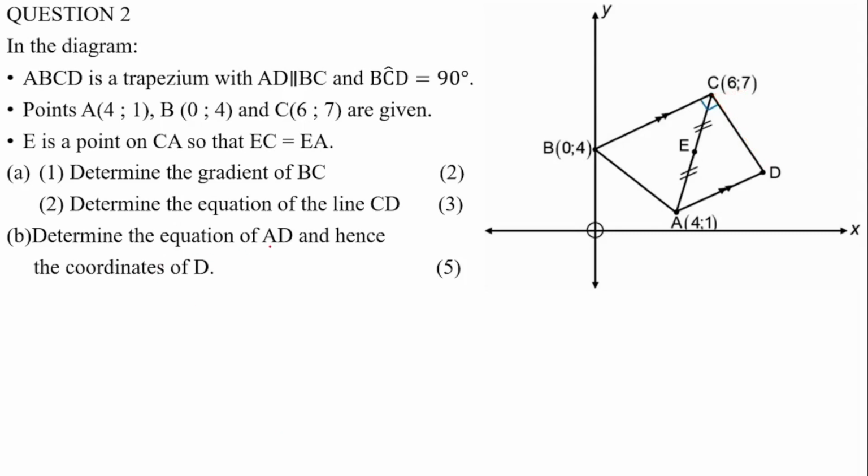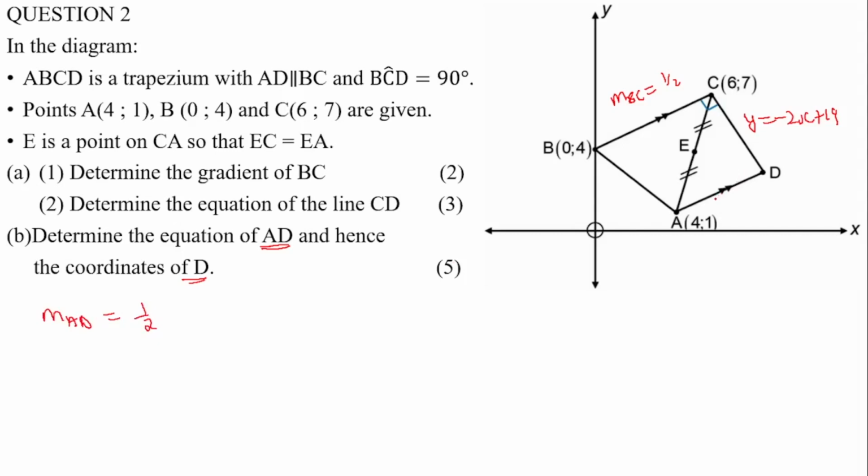Determine the equation of AD. Equation of AD, hence the coordinates of D. Remember, we found that the equation of CD is y is equal to negative 2x plus 19, and then we found that the gradient of BC is equal to 1 over 2. And then BC is parallel to AD, so the gradient of AD is also 1 over 2. Parallel lines have the same gradient, so the gradient of AD is equal to 1 over 2.